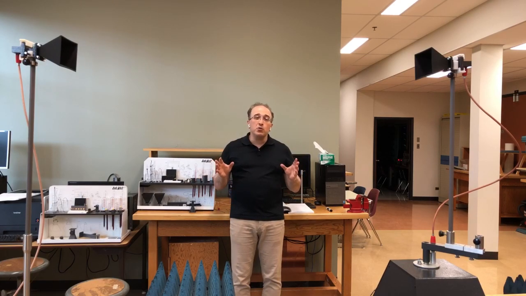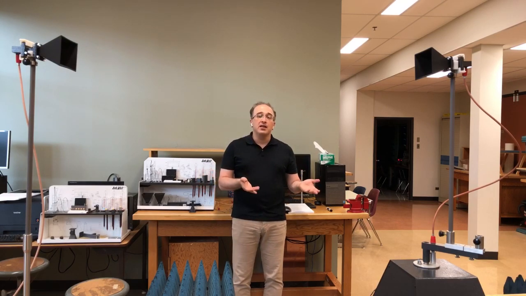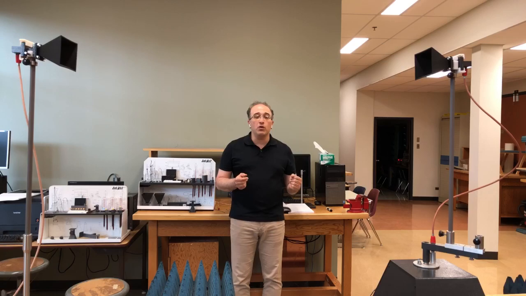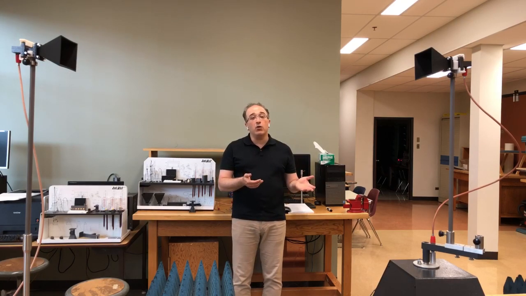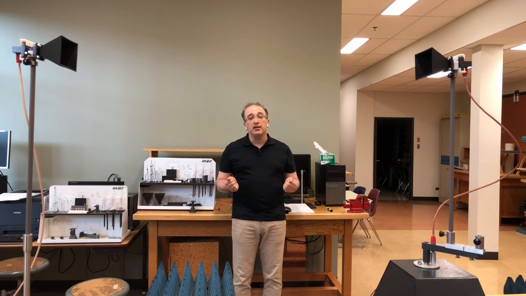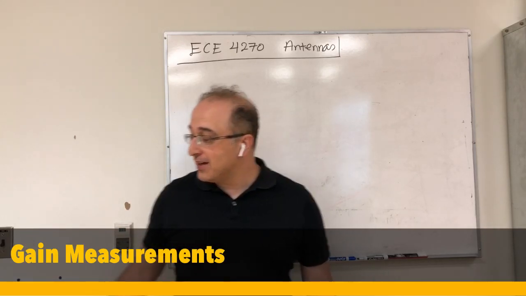Now, if we assume that the loss within the horn is small, the directivity of the horn is going to be very close to the gain of the horn. We just calculated the gain of the horn using the two antenna method. Now you can also calculate the gain of the horn antenna using that approximate formula, and then you can compare these two numbers. We just made our horn antenna a standard gain at 10.52 gigahertz.